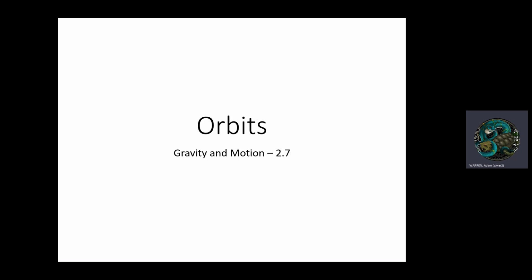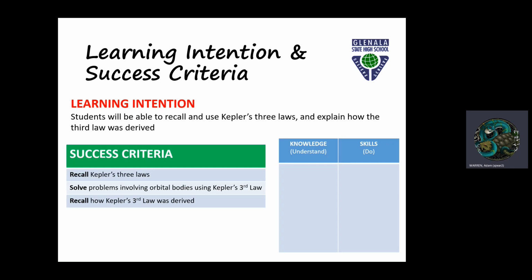Hi, welcome to Lecture 7 of Topic 2, Orbits. Here are your learning intention and success criteria. Please complete the KS table. Pause the video while you complete this.